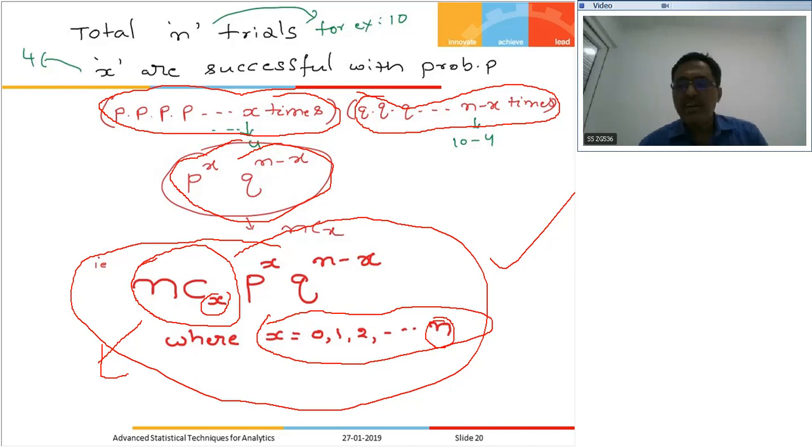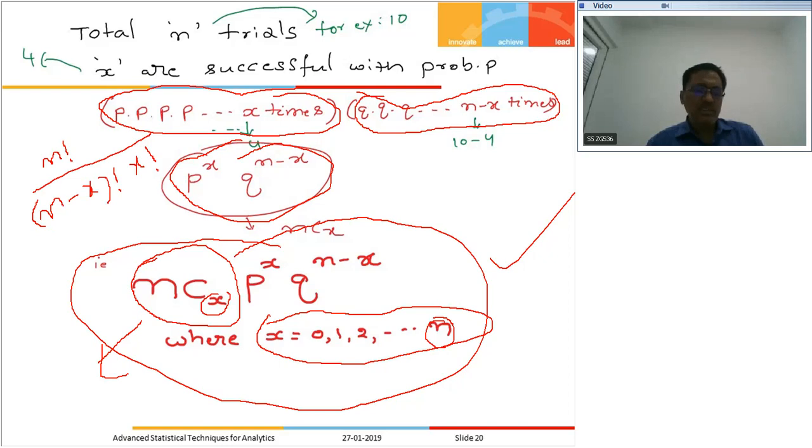For further clarity, I'll take one extra session where I'll explain the math related to it. The formula for nCx is n factorial divided by (n minus x) factorial times x factorial. This is the formula to calculate nCx. I think I forgot to mention this, which is useful.